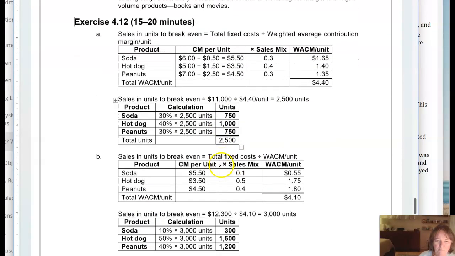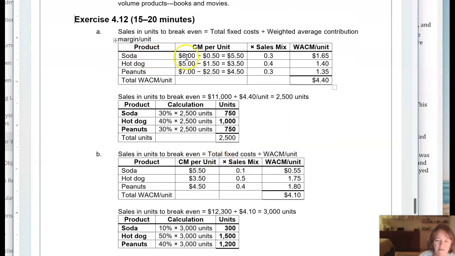So here's our problem. We've got a soda, $6 selling price, 50-cent cost. Contribution margin is $5.50 with a 30% mix. That's $1.65, the weighted average contribution margin for soda. The hot dog is $5.50 minus $1.50, so our contribution margin is $3.50. That's 40% for hot dogs, $1.40. And peanuts are $7 minus $2.50, which is $4.50. $4.50 is 30% of the mix, so that would be $1.35.